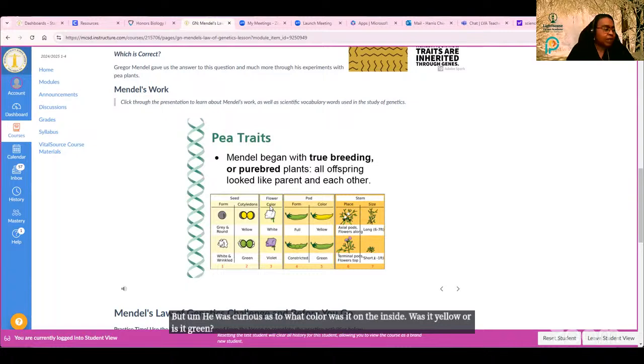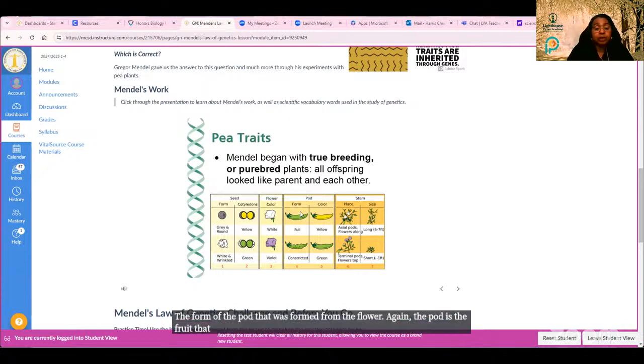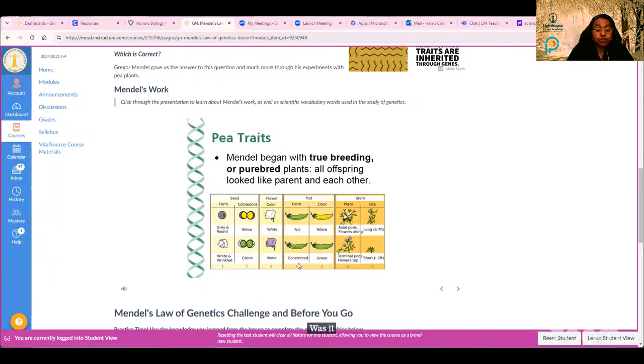The flower that it came from, was the flower white or was it purple? The form of the pod that was formed from the flower. Again, the pod is the fruit that develops from the flower. So what form did it take? Was it full or was it constricted? What color was the pod? Was it yellow or was it green?